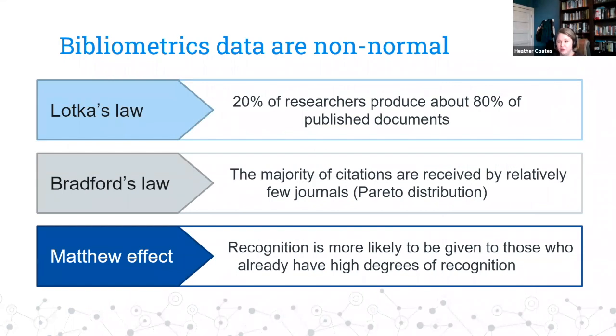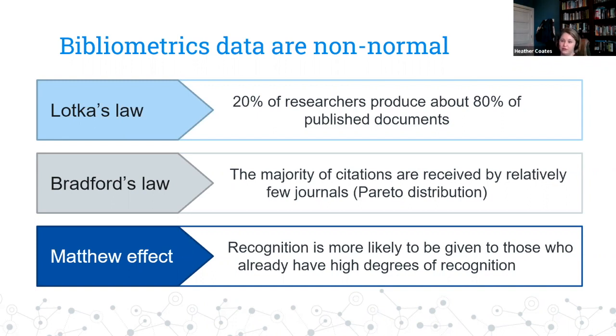Some other key things to know, and I've selected some of the standout ways in which bibliometrics data, so data derived from information about publications or books, are non-normal. There are many other really interesting phenomena, but these I think speak to the conversation today. So there's Lotka's law, which says about 20% of researchers produce 80% of published documents. Bradford's law describes that the majority of citations are received by relatively few journals, and this is a specific instance of the Pareto distribution, the 80-20.